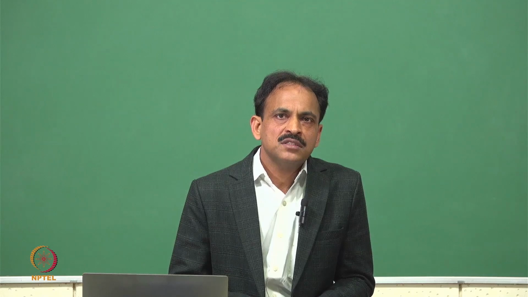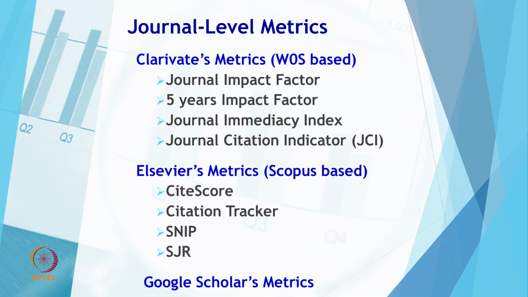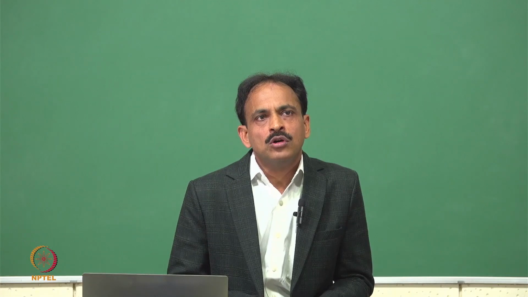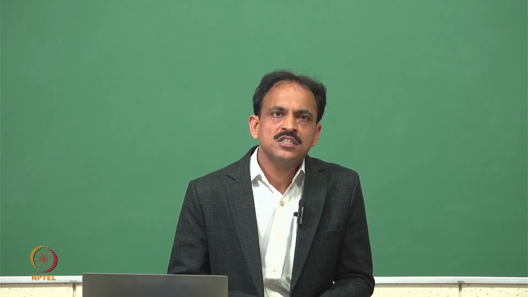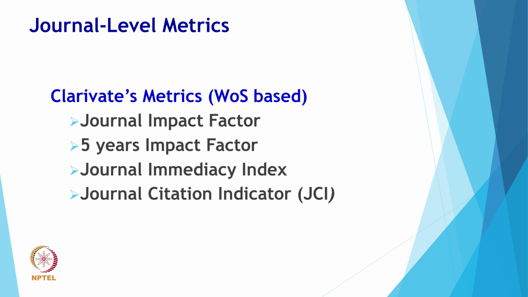Different journal level metrics can be divided into three parts. First one is Clarivate metrics, which are based on the Web of Science database. There are Elsevier's metrics, which are Scopus based, and there are some metrics from Google Scholar also. When we talk about the Clarivate metrics or Web of Science based metrics, these are the journal impact factor, 5-year impact factor, journal immediacy index, and the Journal Citation Indicator, also known as JCI.